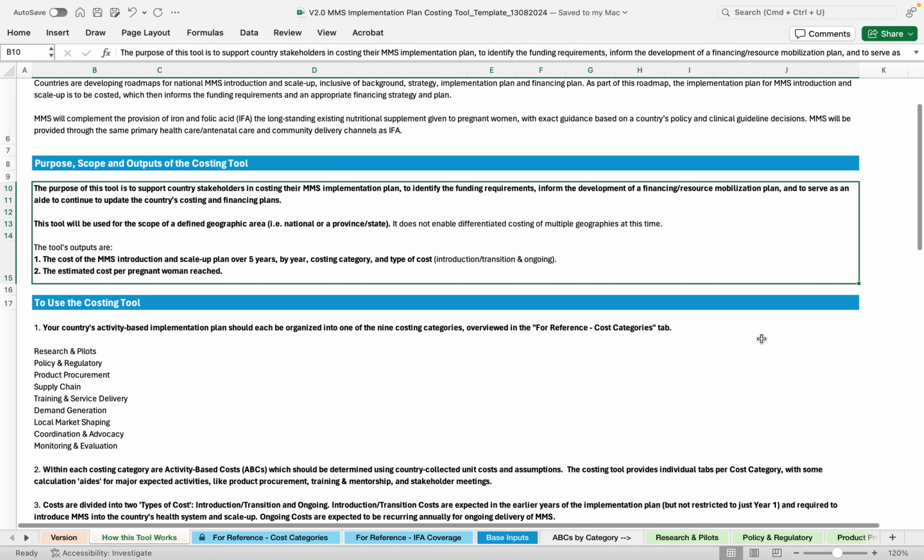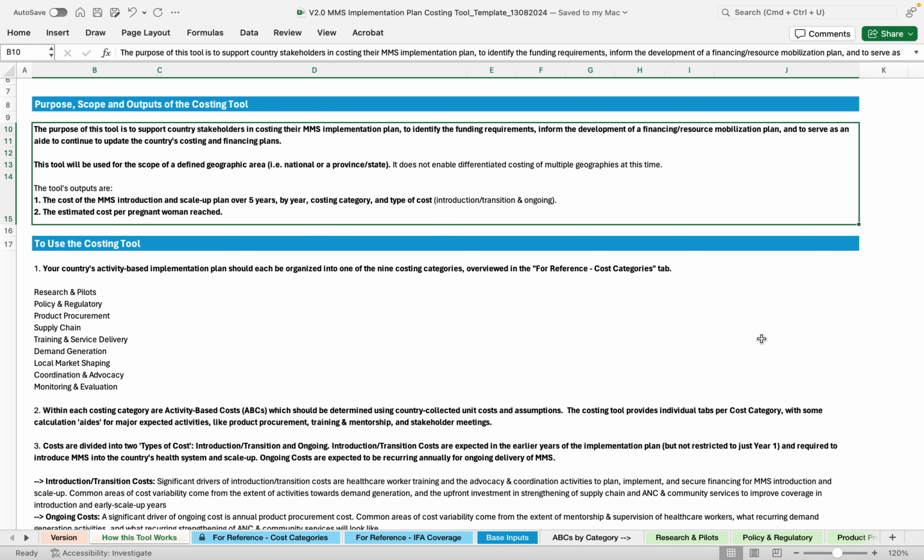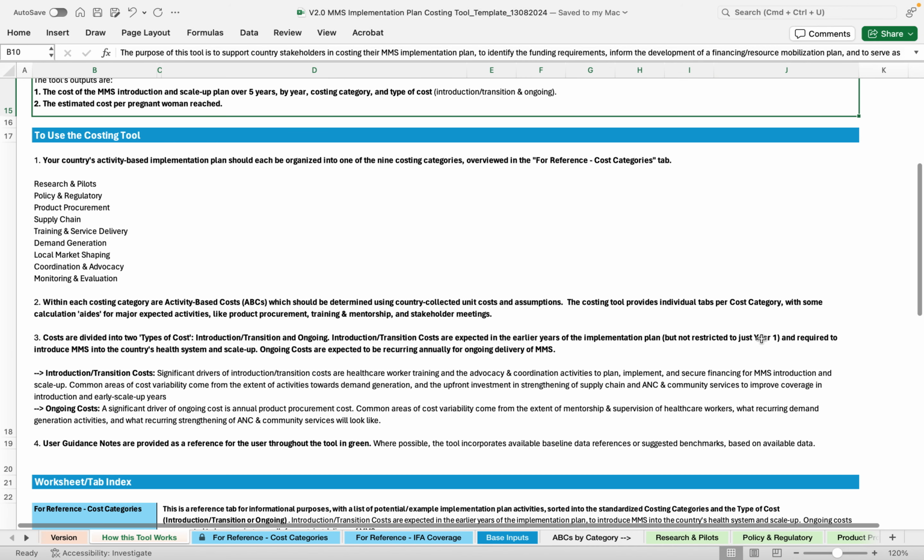And you'll see more in the outputs tabs, but the tool's outputs are the cost of the MMS introduction and scale-up plan over 5 years, which is the default timeline set, although non-applicable years can be left blank, by year, by costing category, and type of cost, which we will explain a bit more. It also estimates the cost per pregnant woman reached in your country and how it changes over the course of those 5 years.